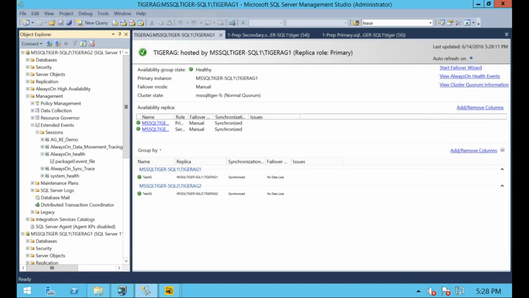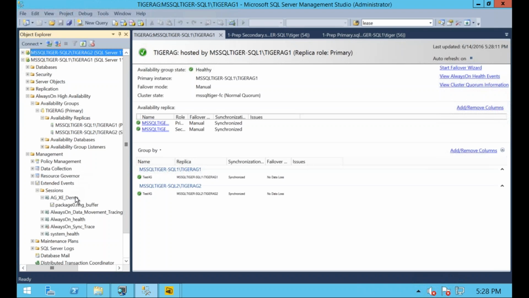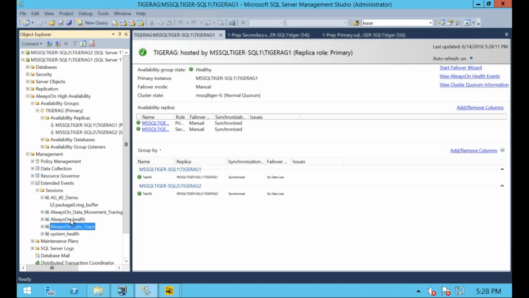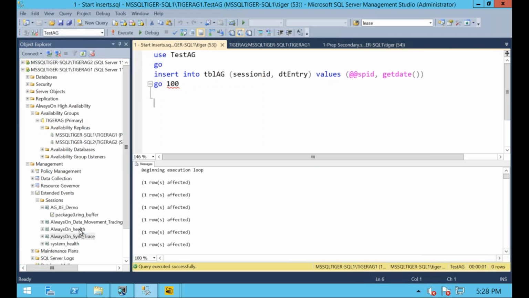All right, perfect. Okay, so going on to the latency. Let me go ahead and start a trace on my primary first, a sync trace. I already have another trace running for data movement. Now I'm going to insert data into my database, and this is a simple insert. I'm just inserting a few rows.